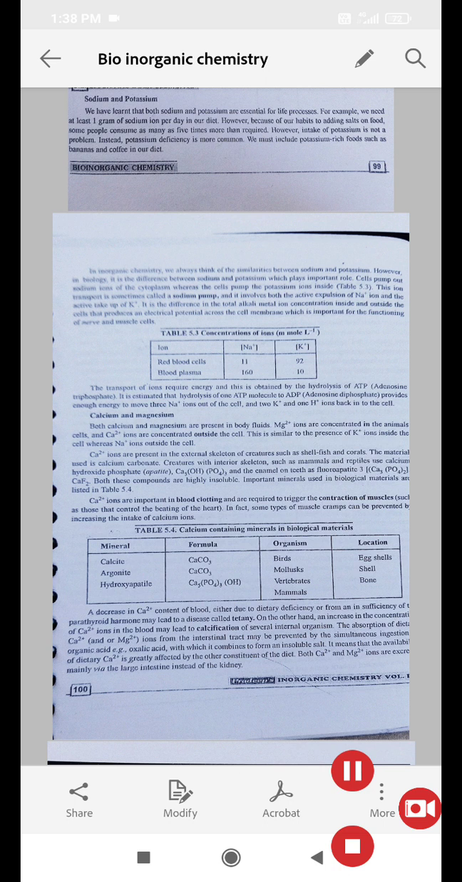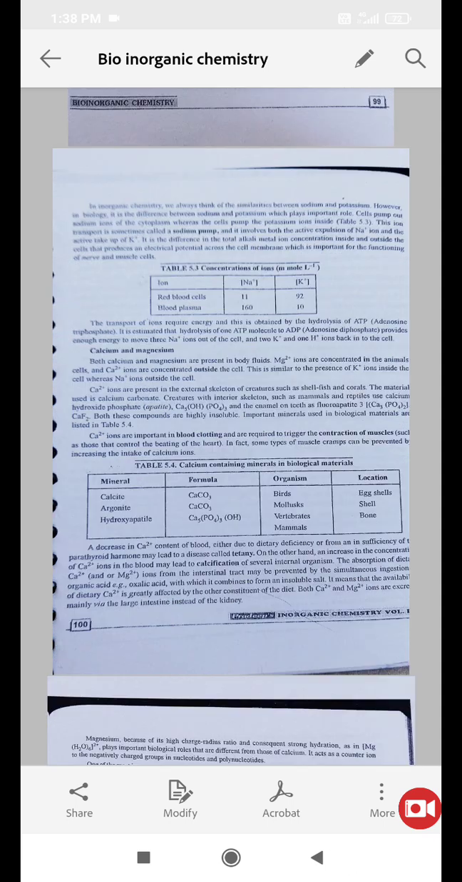In organic chemistry, we always think of similarities between sodium and potassium. However, in biology, it is the difference between sodium and potassium which plays an important role. Cells pump sodium ions out of the cytoplasm, while the cell pumps potassium ions inside. This ion transport is sometimes called the sodium pump and involves both the active expulsion of sodium ions and the active uptake of potassium ions.